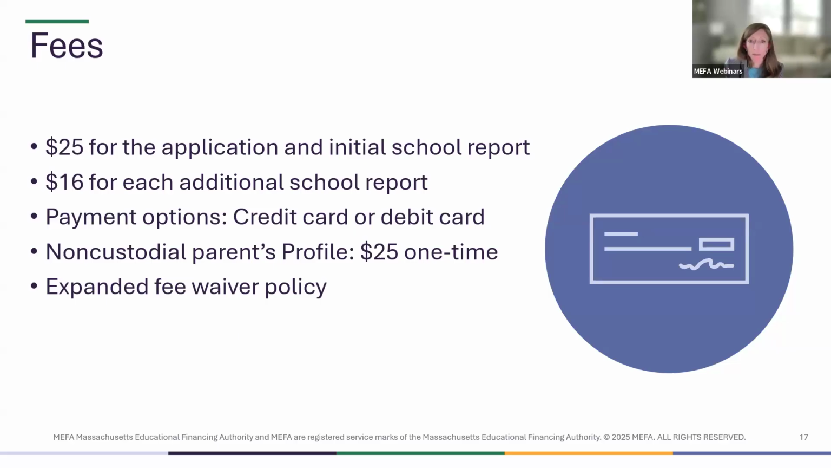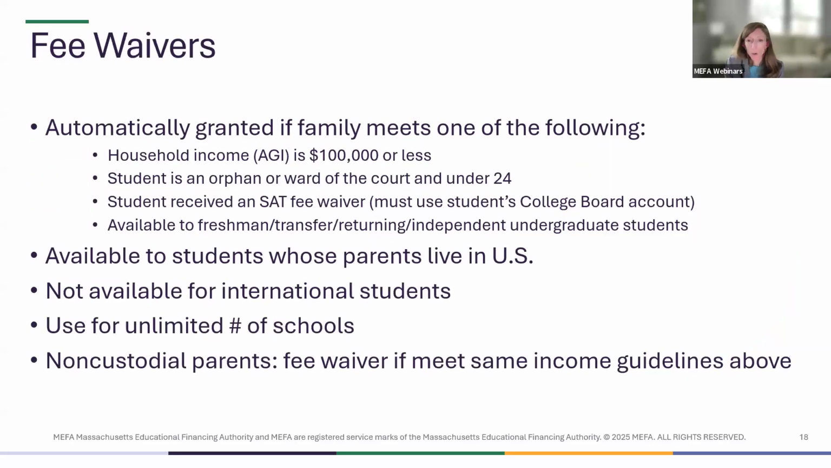And there is a fee waiver policy. You are automatically granted a fee waiver, meaning you never have to pay to submit the profile, if you fall into one of these buckets here. So if your AGI is 100,000 or less, if as a student you're an orphan or a ward of the court, if you received an SAT fee waiver when you filled out the SAT, you're going to get one for the profile. And fee waivers, if you qualify, are open to freshmen, transfer, returning, independent undergraduate students. So some schools use the profile for grad schools. The fee waivers don't apply to those, but for most students, you're going to be eligible for a fee waiver if you meet that criteria.